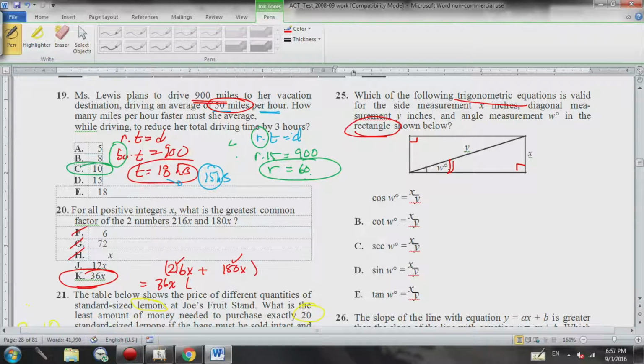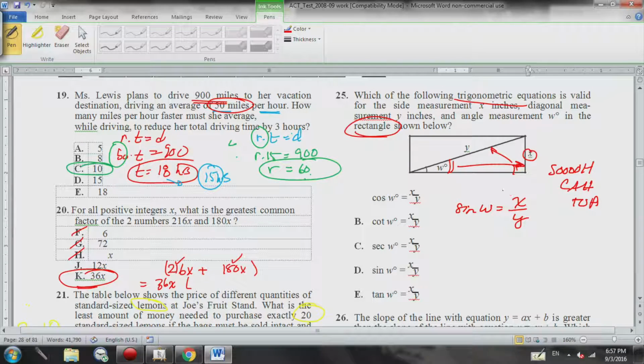So you're talking about this over here, opposite and hypotenuse. Well, you've got to know your trigonometric ratios. Opposite over hypotenuse, this is so important. SOHCAHTOA. So sine of w is opposite over the hypotenuse. It's that easy. It's just basically asking, do you know your SOHCAHTOA? Sine of w is x over y.